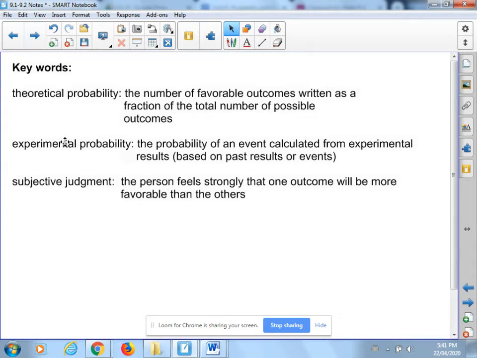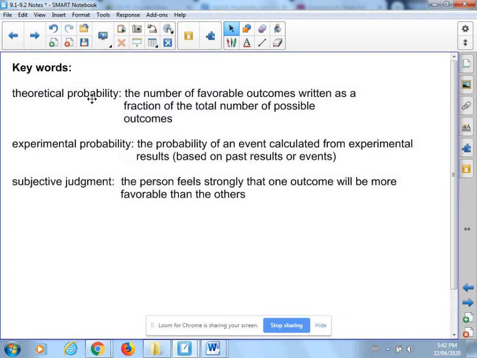So the key words that you need to know: theoretical probability, the number of favorable outcomes written as a fraction of the total number of possible outcomes. So again, theoretical, what should happen. If I had a dice and I wanted to know what's the likelihood that I roll a 5, well, there is 1 five on the dice. There are 6 sides to a dice. My theoretical probability would be 1 out of 6.